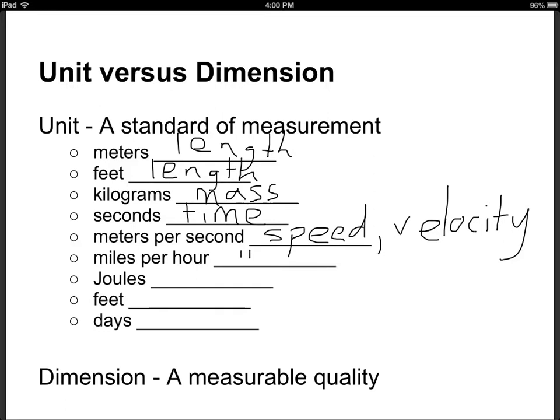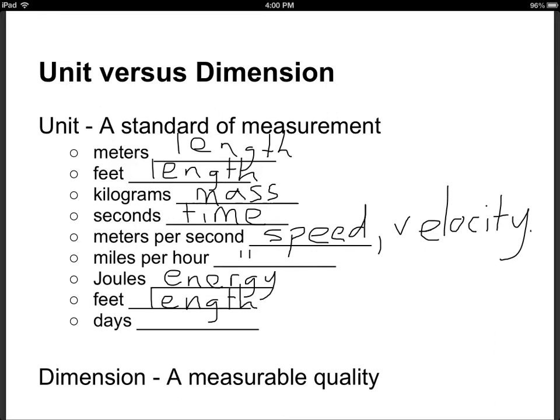Joules is a unit. It is the unit for, maybe some of you remember, energy. That's a dimension, something that you can measure. Feet is a unit, and it measures the dimension of, again, length. So we've got a lot of different things we can use to measure length. Of course, in this course, sorry for the pun there, we will primarily be using meters to measure our lengths, as that is our typical SI unit, especially for physics.